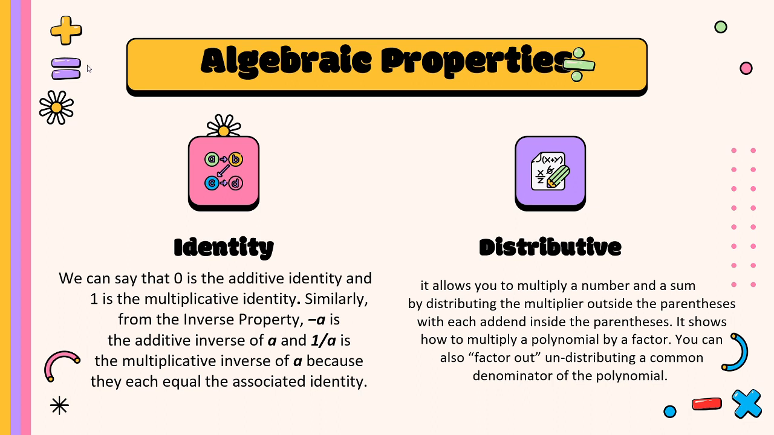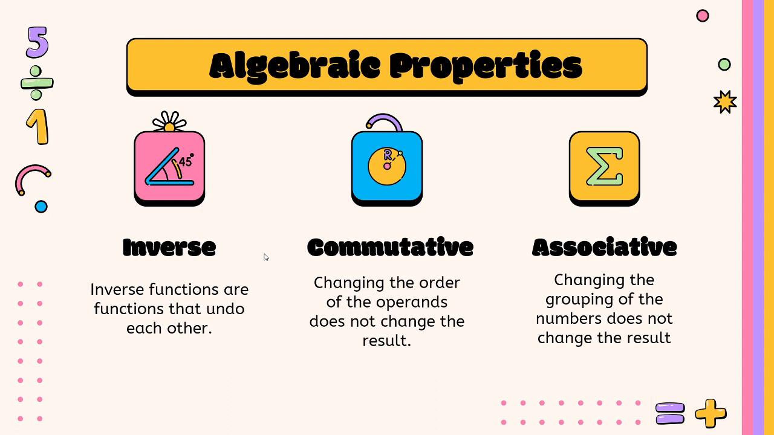Now we're talking about the distributive property. The distributive property allows you to multiply a number in a sum by distributing the multiplier outside the parentheses to each addend inside the parentheses. It shows how to multiply a polynomial by a factor. You can also factor out, undistributing a common factor of the polynomial.